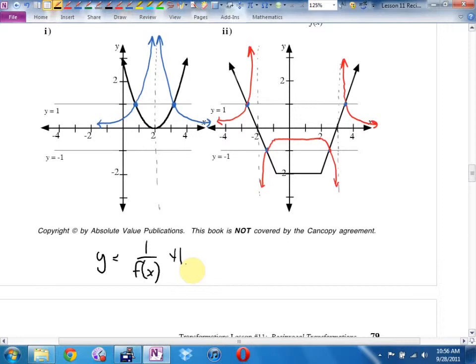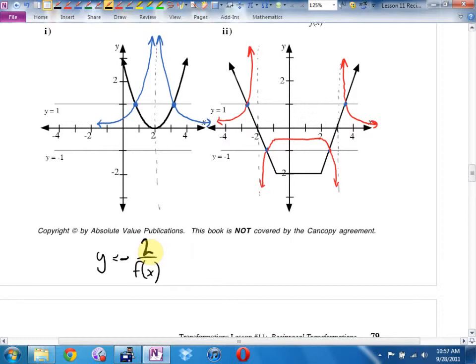Or I've seen them do this. Take the reciprocal and then what? Flip the whole thing vertically. I've even seen them do this. Take the reciprocal and then stretch every point by 2 and reflect it vertically. So instead of one highs being invariant, 2 highs end up being invariant. We're not going to do those today. We will eventually practice a few of those. I'll put one like that on your test.